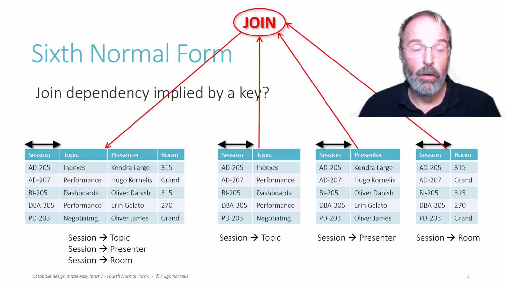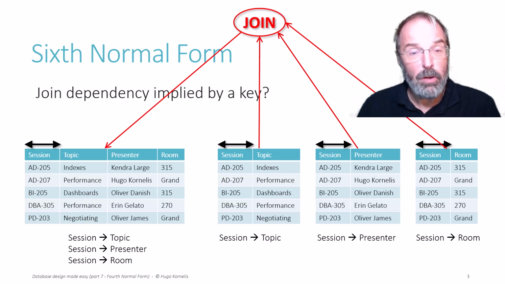For 6th normal form, the table on the left would be a violation because the join dependency, even when it's implied by a key, is there. We don't want that in 6th normal form. So a 6th normal form schema needs to go to the 3 smaller tables on the right.